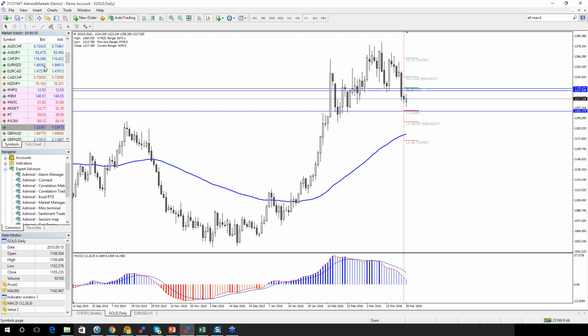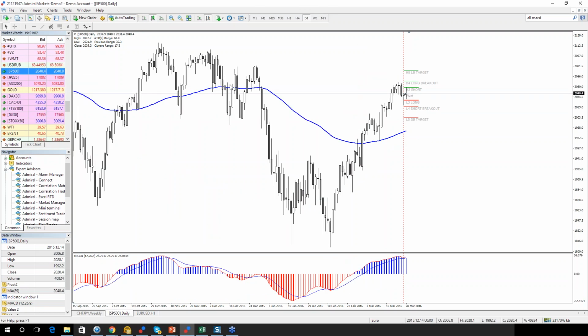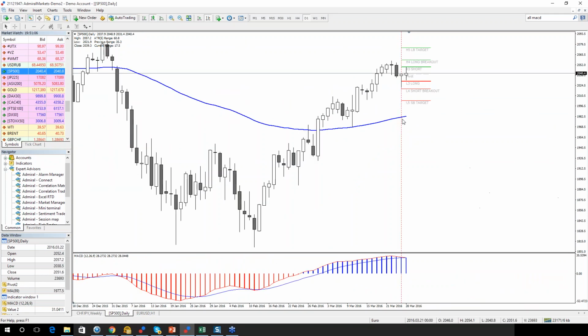GBP CAD, but before that, SP 500, bullish but ranging. Look at this. Master candle here, guys. This is the master candle, on the 4 hour time frame, very clear. Above H3 is bullish, below L3 is bearish. So it looks like that. Below this bearish, above this bullish.